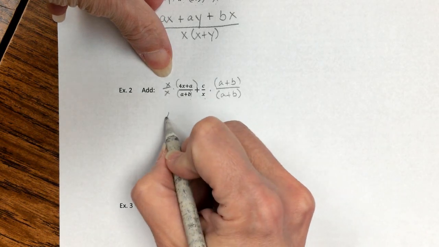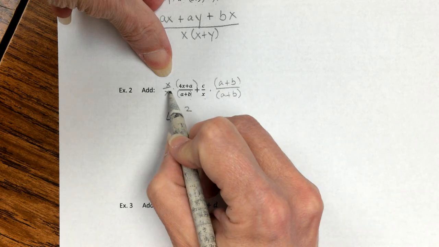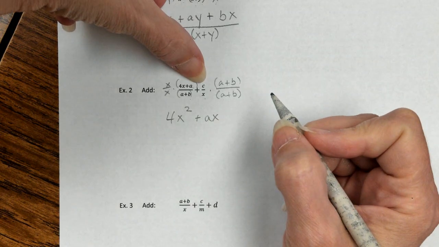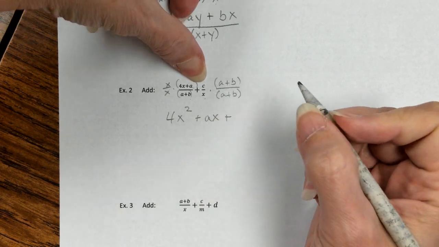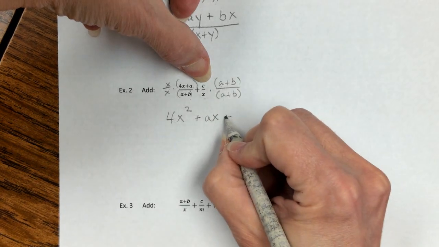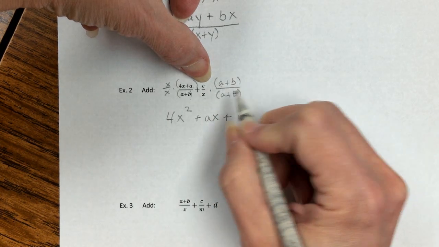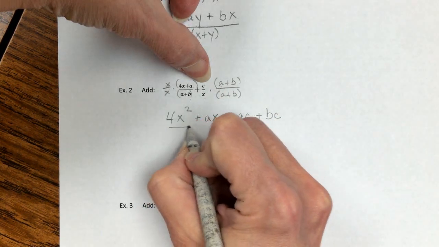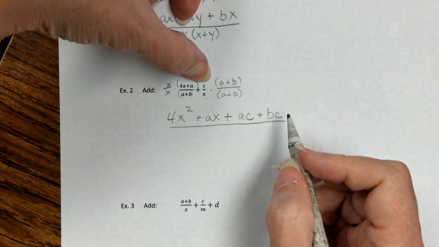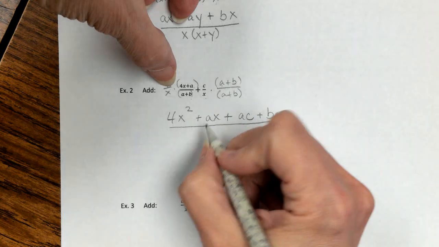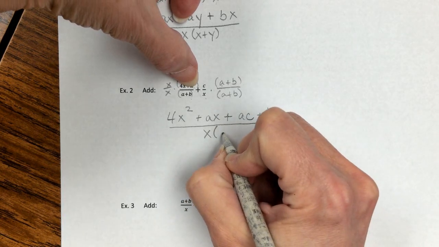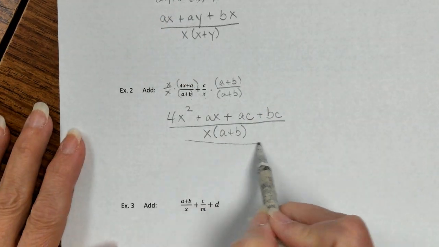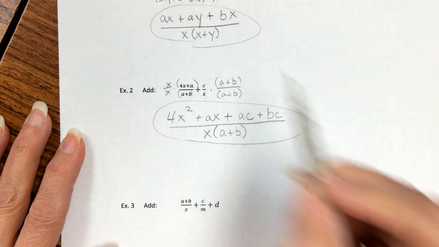Here's x times 4x, that is 4x squared, and then plus x times a, I'm going to write it as ax, plus, and then we have c times a, which I'm going to write ac, plus c times b. I'm just putting the variables in alphabetical order. It's easier to check for like terms. Then on the denominator again is x times a plus b. There aren't any like terms, so that's it. Forgot to circle the top one.